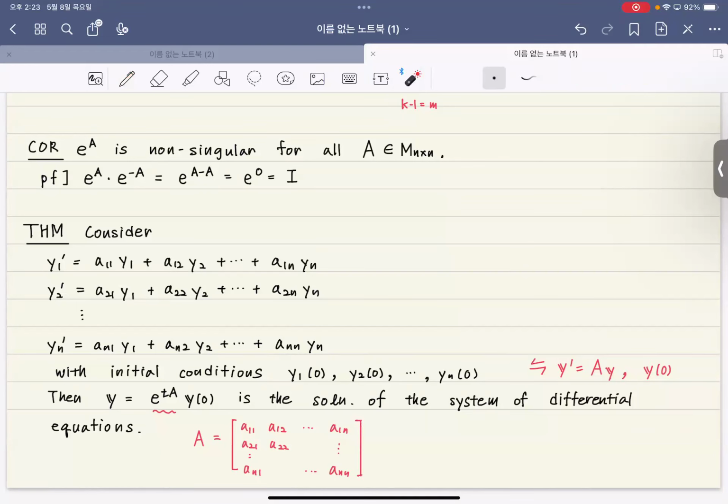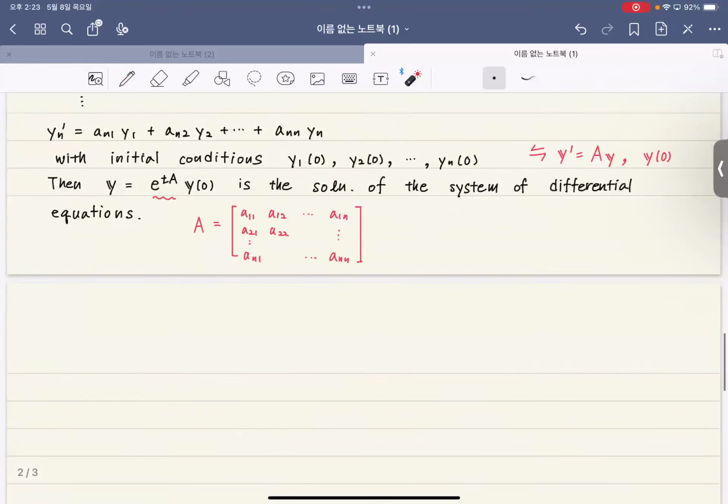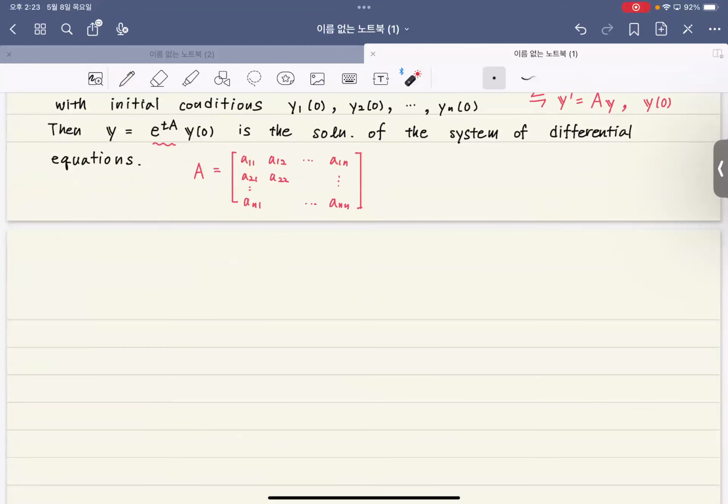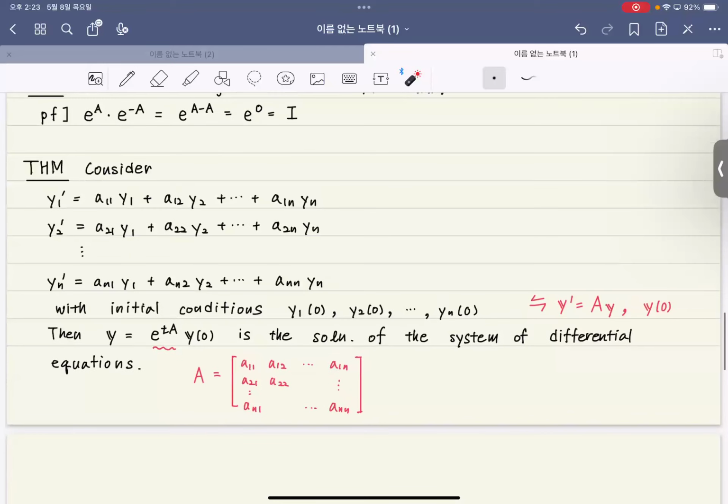Okay, so this matrix A is the matrix consisting of these numbers. Do I need to prove this? No. Okay. All right. So the question is, all right.